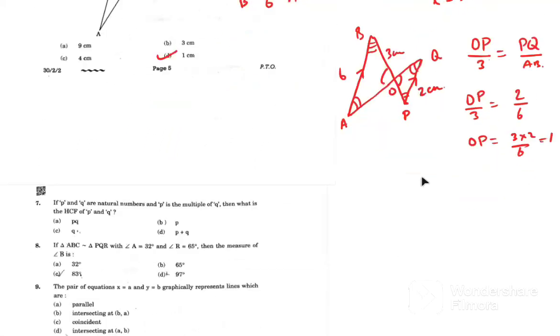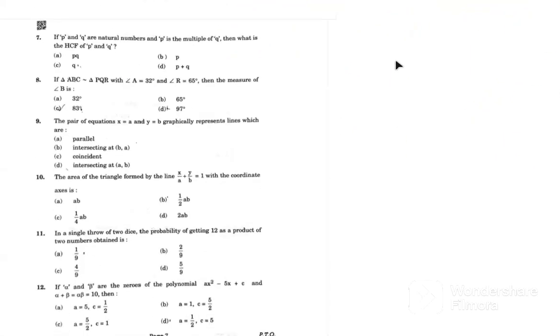Then next we have the seventh question. It says, if P and Q are natural numbers and P is a multiple of Q, then what is the HCF of P and Q? Here we are given two numbers. Let P be a multiple of Q, and they are natural numbers. Natural numbers start from 1. For example, if I take P as 4 and Q as 2, 2 into 2 is 4, so 4 is a multiple of 2, and these are natural numbers. Then the HCF of 4 and 2 is 2. And we also know that HCF can never be greater than LCM. It is always less than or equal to the LCM.